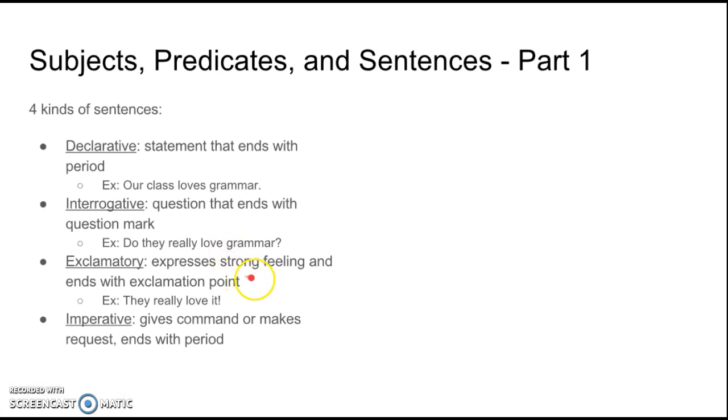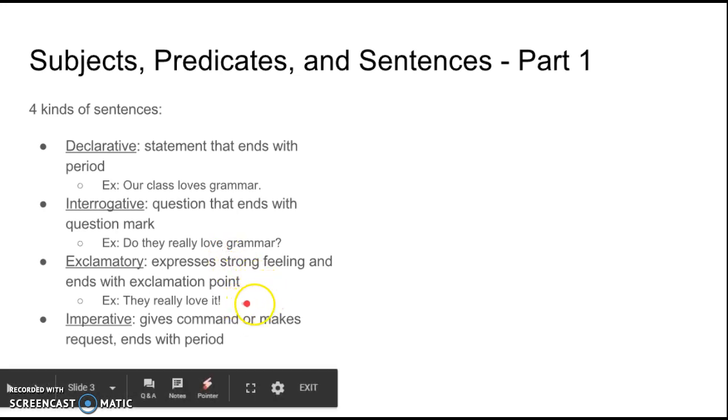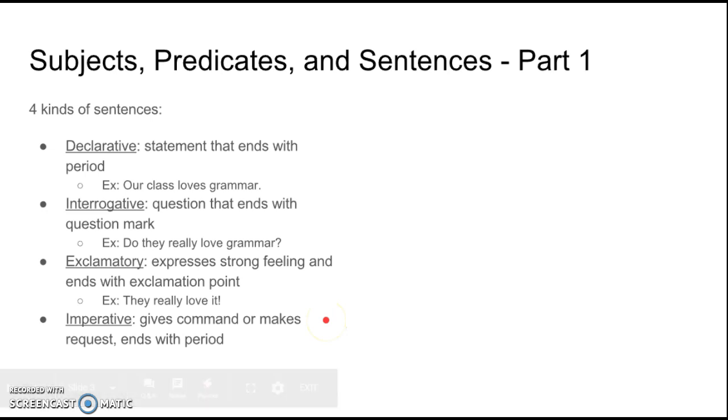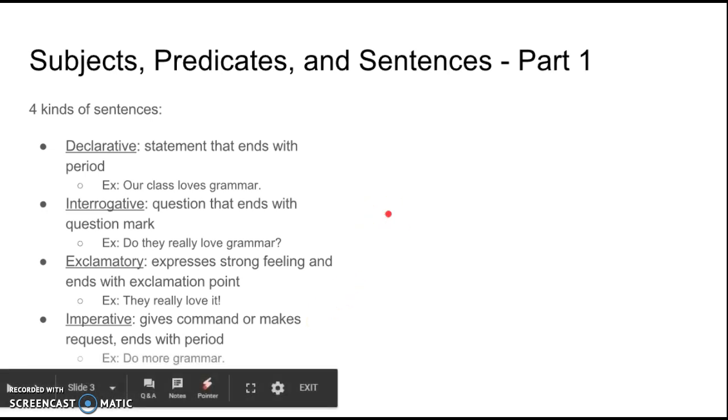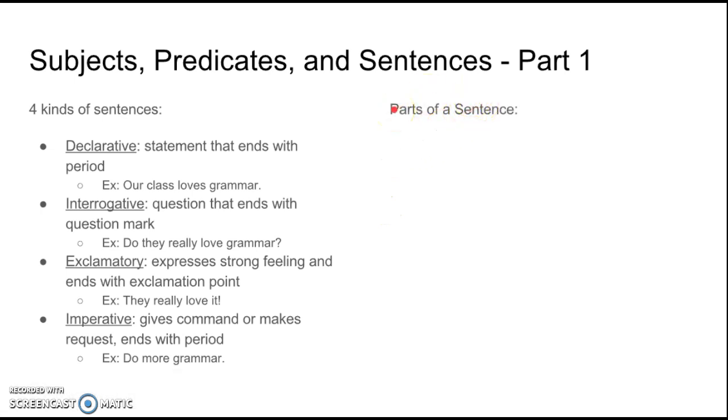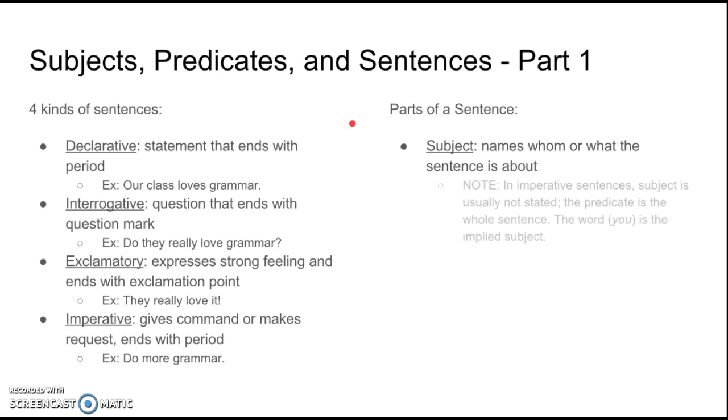This gives a command or makes a request, and it ends with a period, like declarative, but it's different. Something tricky about imperative is that it might not always have a subject. It might be implied. We'll talk more about that in just a second when we go to the parts of a sentence. Basically, there's 2 main parts of a sentence. You got the subject and the predicate. The subject names who or what the sentence is about.